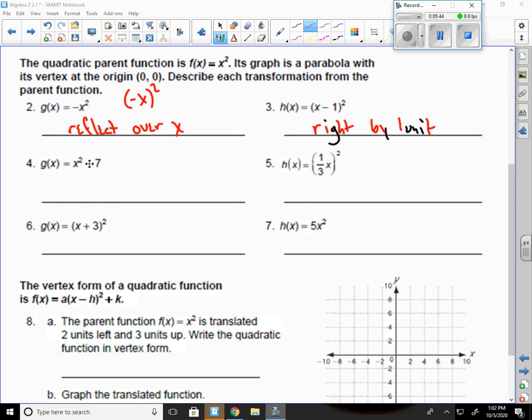Number 4, plus 7 is at the end. So it's up 7 units. Number 5, we have 1/3 x squared. It's inside the parentheses, so that tells me it's horizontal. And it's 1/3, which is less than 1, so that tells me it's a horizontal stretch.